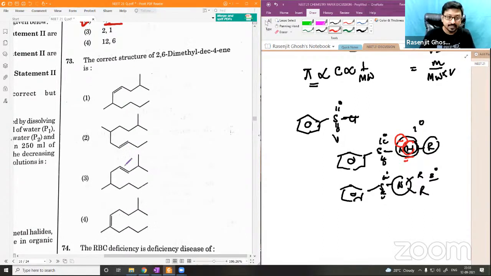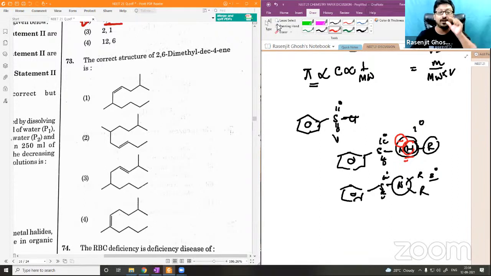73. The correct structure of 2,6-dimethyl dec-4-ene-3 is. Now, you can see the mother chain here is basically dec, 10 carbons, so there is no confusion here. The point here is to figure out what the numbering will be. Now you have to think that the substituents in your group should get minimum preference.